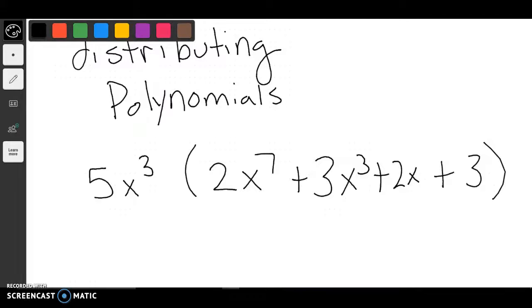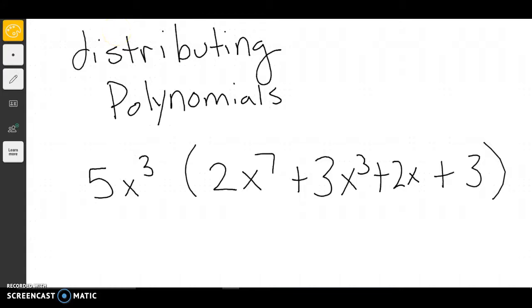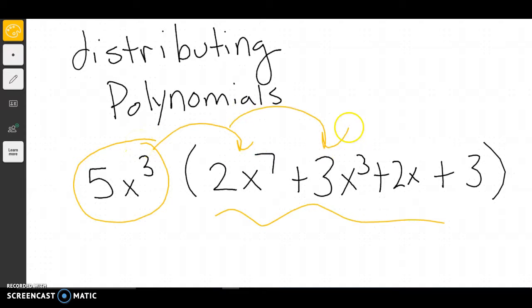Okay, so today we're going to talk about distributing polynomials. And here's the first way we're going to distribute polynomials. We'll distribute some monomials over very long polynomials. First thing you want to do, take whatever monomial you have, multiply it to everything on the inside. So let's see what this would look like.